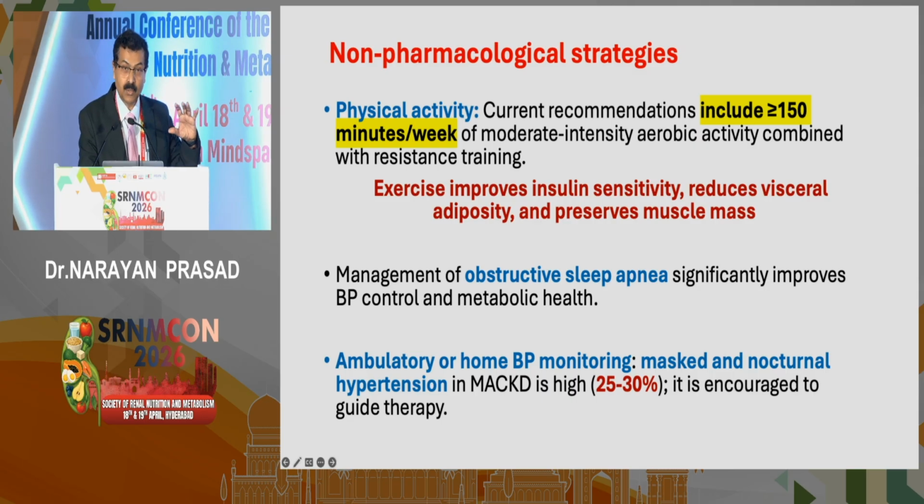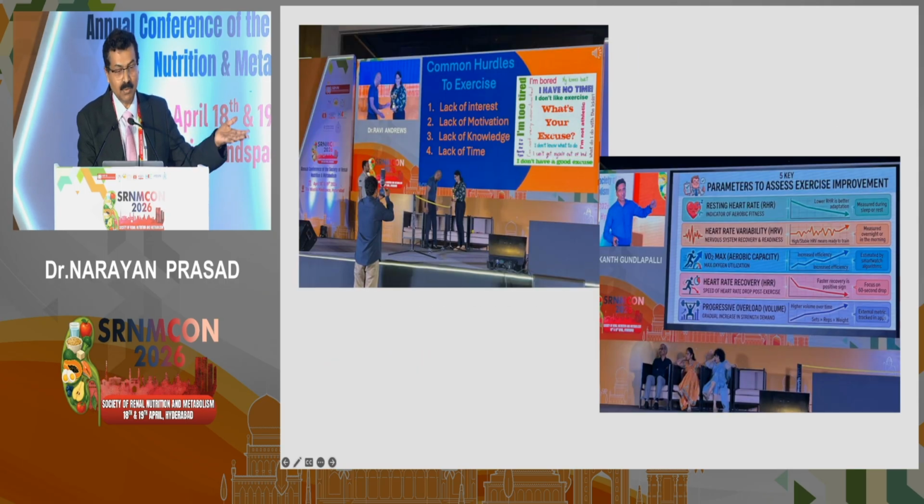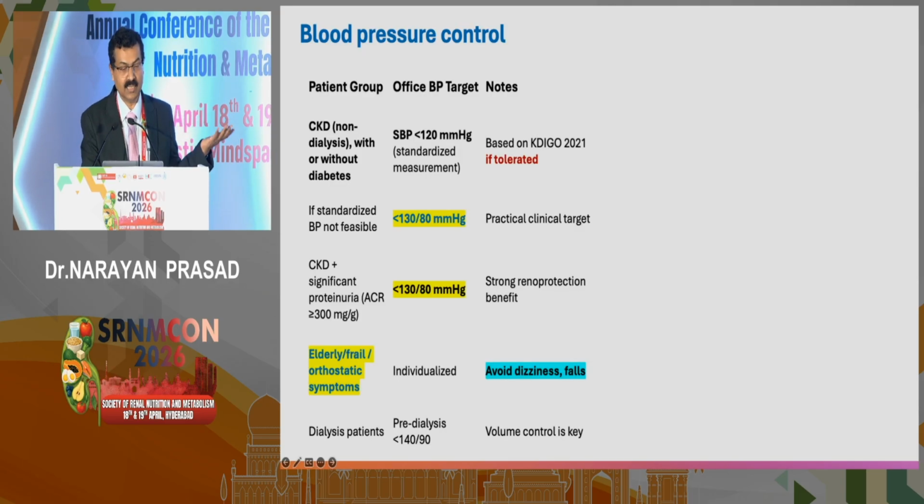But what we do not take care of when looking at patients with metabolic syndrome is obstructive sleep apnea. That has a lot of major adverse effects on day to day life. Ambulatory or home BP monitoring: masked hypertension is very common in our group of patients, and that is not taken into account. Yesterday there was a very good class on exercise and how it can improve outcomes. So I am not going to talk about it, but it is very important in day to day practice.